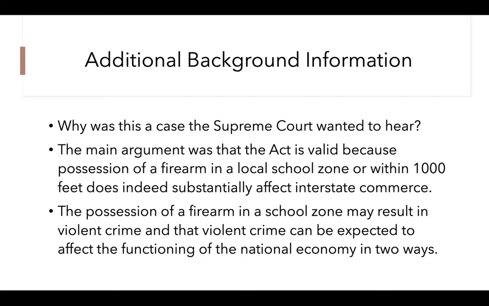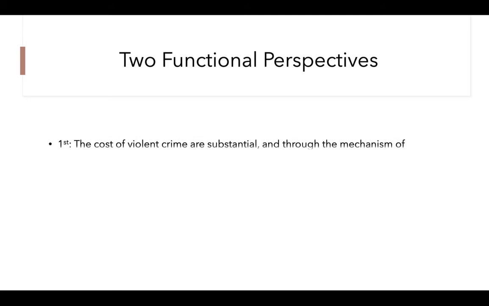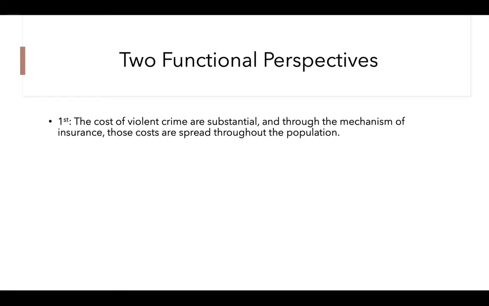But there are two specific arguments as to why this has long-term and even short-term ramifications for the national economy. The two ways it functions in regard to the national economy: one, the costs of violent crimes are substantial, and through the mechanism of insurance, those costs are spread throughout the population. In other words, when individuals are harmed, insurance rates go up. The insurance rates go up not just for the individual or individuals, but also for the school.